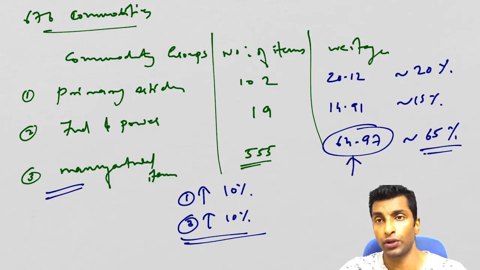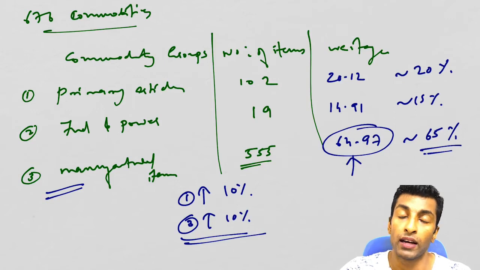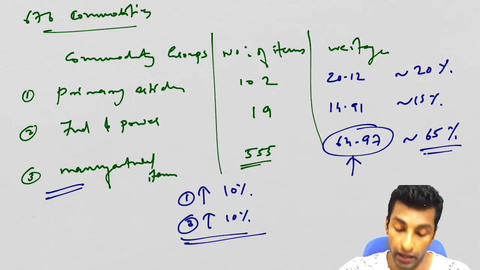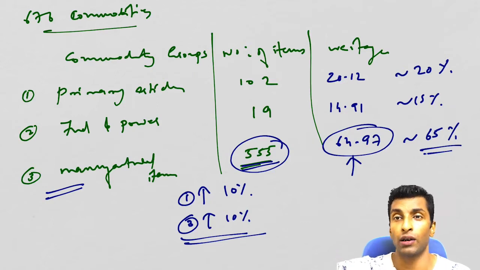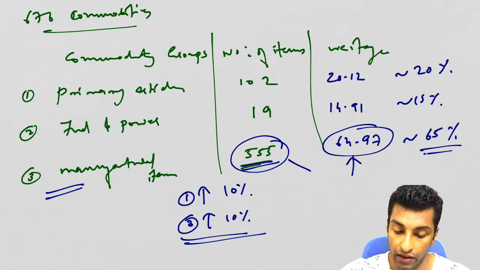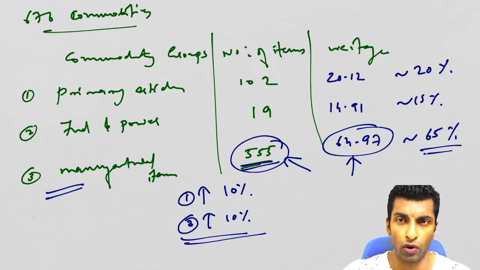Okay, so weightage actually shows the significance or impact that it can make on WPI. So here, if there is an inflation or increase, it can make more impact on the WPI. So weightage is given more for manufactured items. So I hope this is clear.